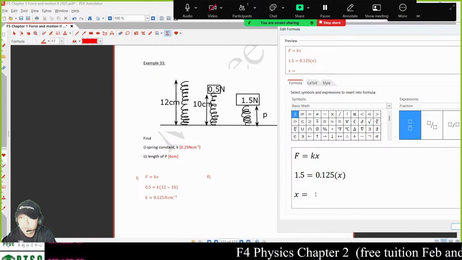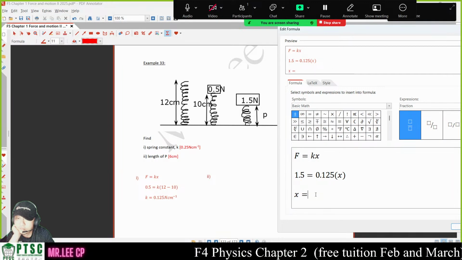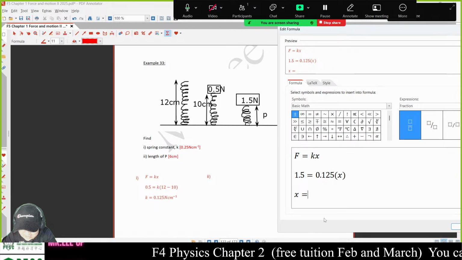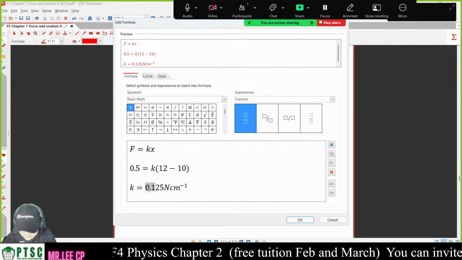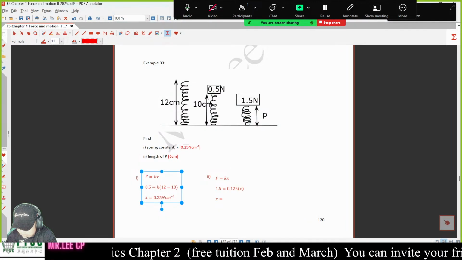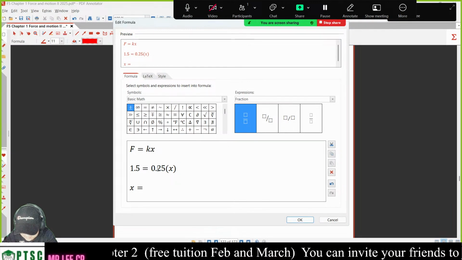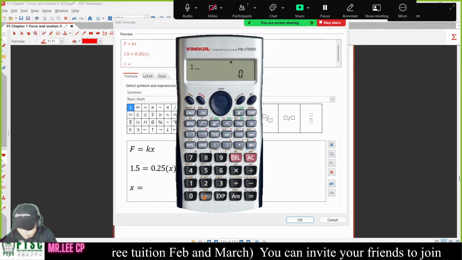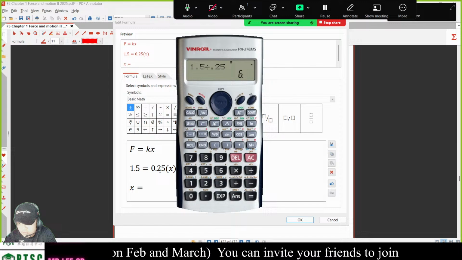Oh, this one is wrong. It is 0.25 by Roberto. Okay, my mistake. Here, it is 0.25, not 0.125. I'm sorry. So 1.5 divided by 0.25, you get 6 cm.